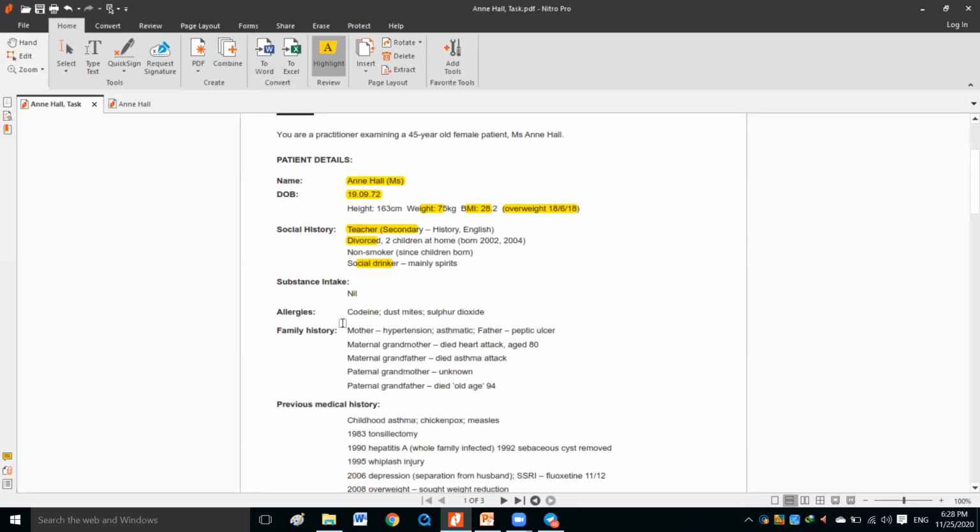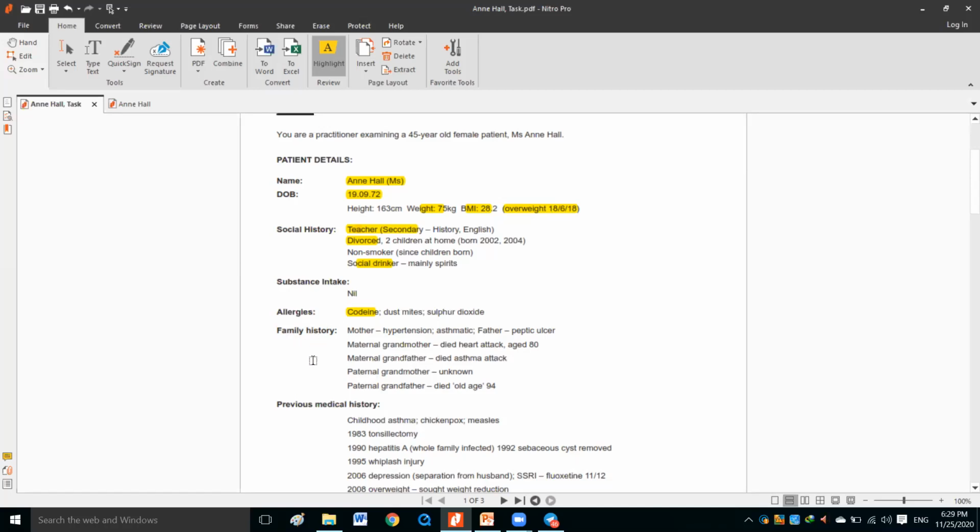Okay, allergy: codeine. Why codeine? Because it's ingested. Yes, because this is the one we can take or digest or ingest, while dust mites and sulfur dioxide are respiratory maybe.